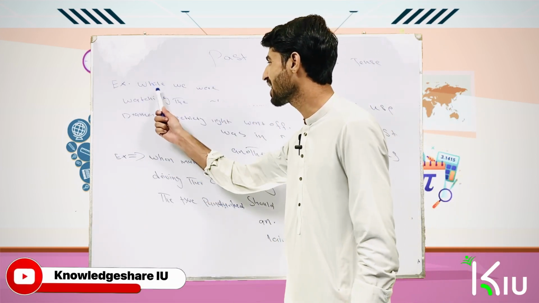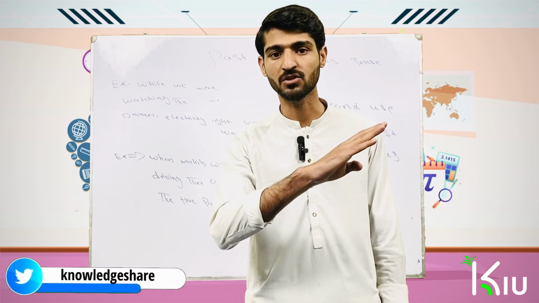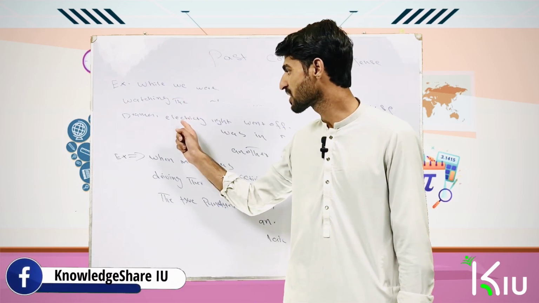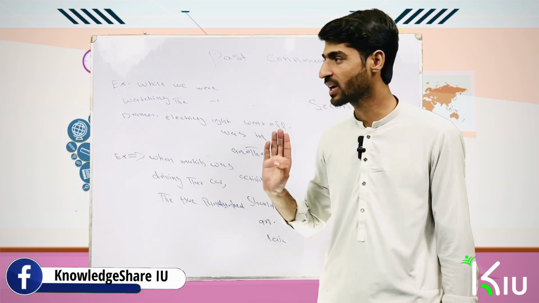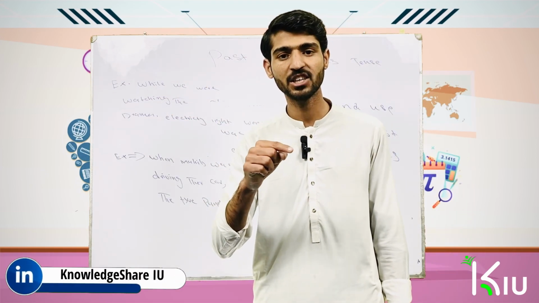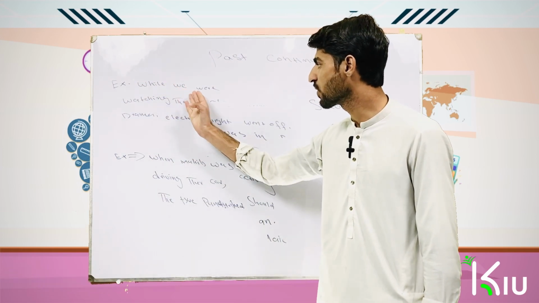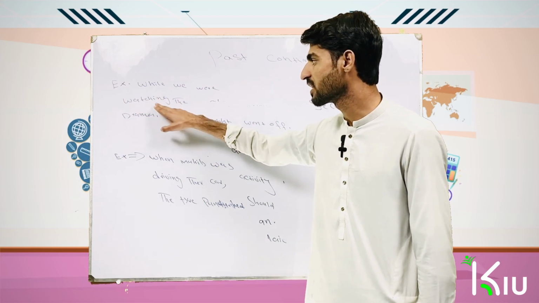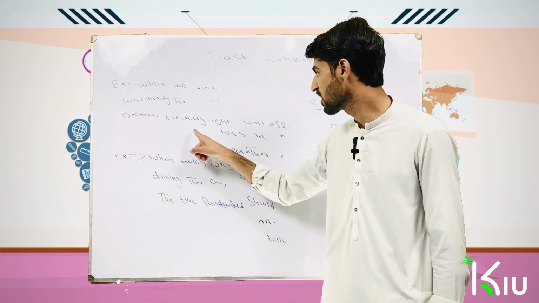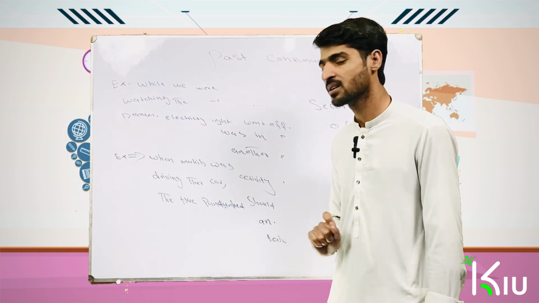Now have a look here. While we were watching the drama, it's an action which was in progress in the past, but there are two actions. When we were watching the drama, the electricity went off. So the first action, we will use that in past continuous tense, and the second action which occurs later, we will use that in simple past tense. For example, we were watching drama. Now this action we use in past continuous tense, and the next action, electricity went off, is another action which occurs later, so we use that in simple past tense.